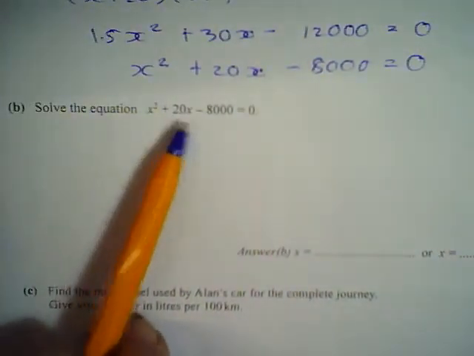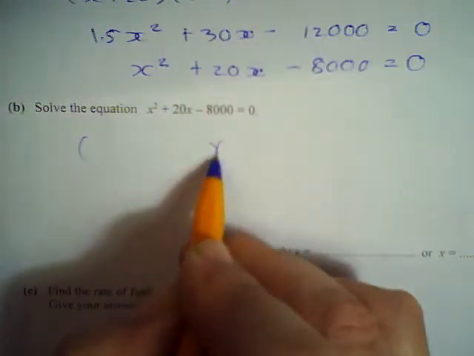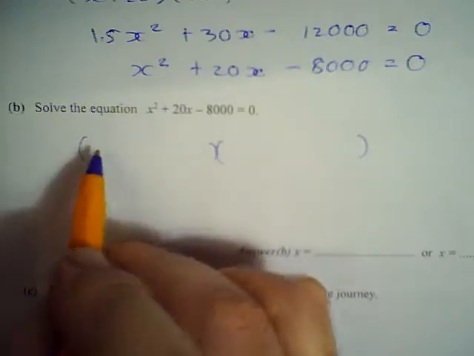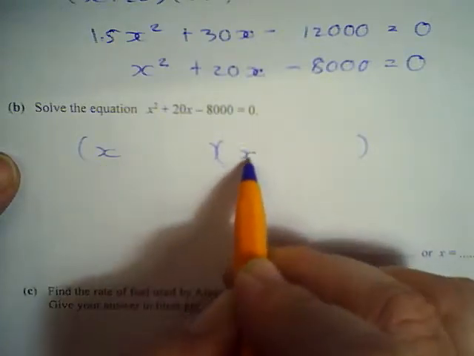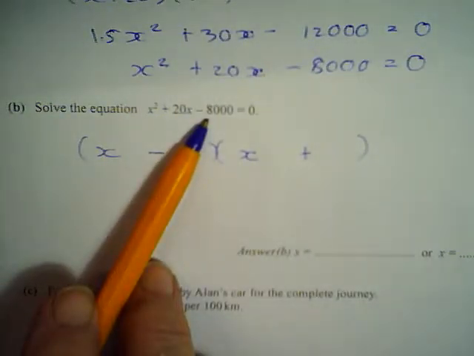Solve this equation. Okay, to solve this equation, we're just going to factorize it. And we can use either factorization or the quadratic formula. I'm going to use factorization. Okay, 8,000, the factors of 8,000 are 80 times 100.